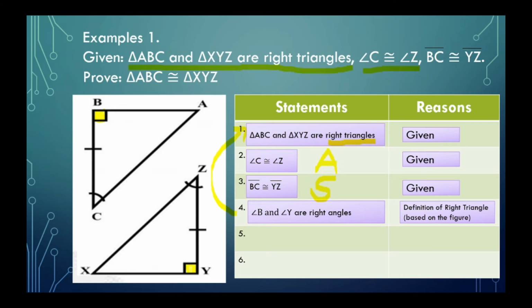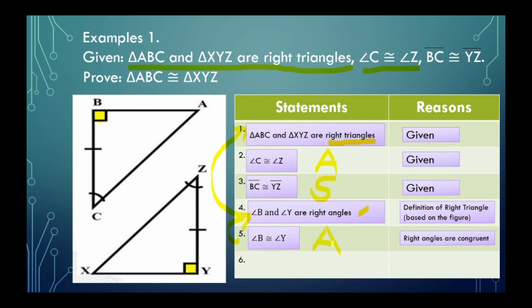Dahil nagkaroon tayo ng right triangle dyan, meaning to say, we can prove that these two angles are congruent. Now, we can say that angle B is congruent to angle Y. Why? Because all right angles are congruent. That is a theorem. So, itong statement number 5 ay nanggaling naman sa statement number 4. Bakit naging congruent si angle B at angle Y? Balikan mo yung statement 4, because angle B and angle Y are right angles. And according to this, all right angles are congruent. So, nakapag-prove na tayo ng another angle.